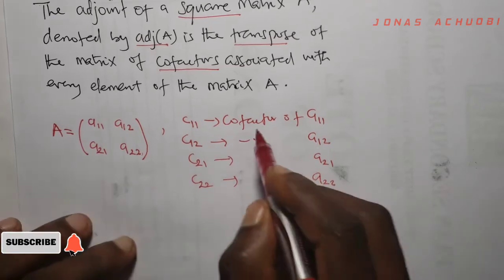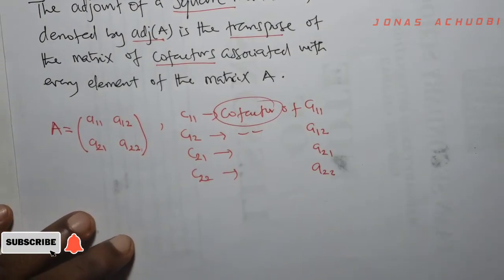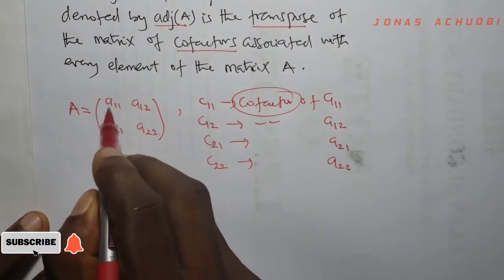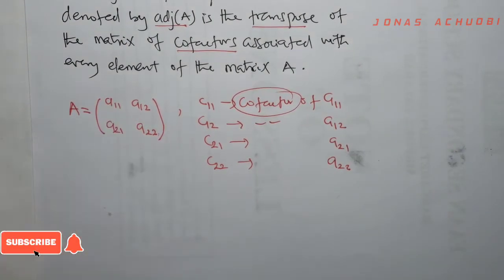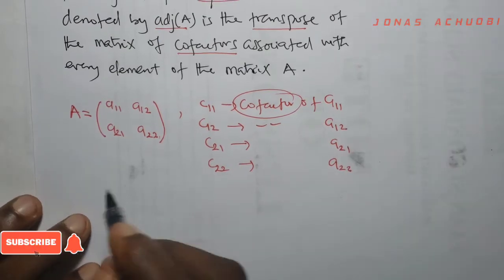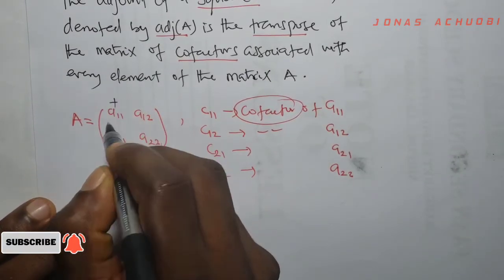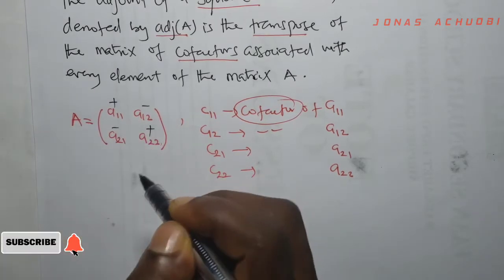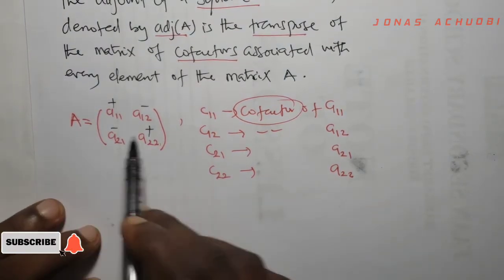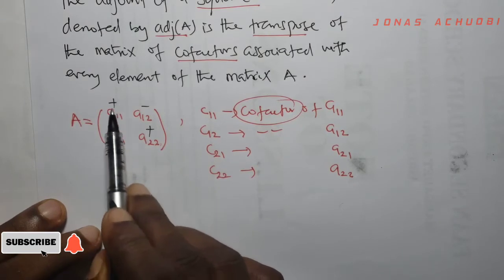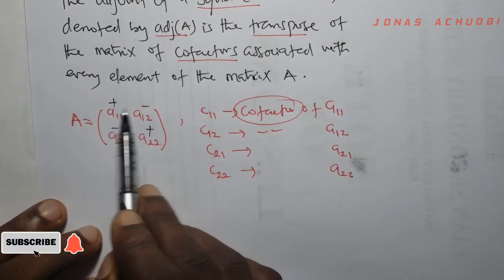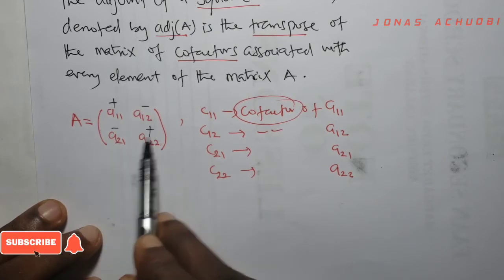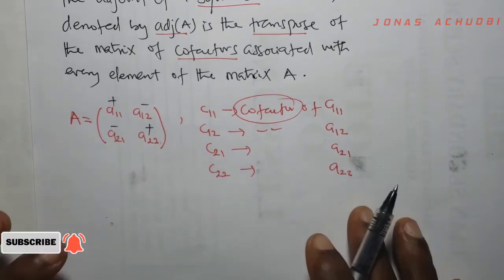Now the question is, what is a cofactor? The first thing you're going to do is put your signs: plus, minus, minus, and plus. Just ensure that the same signs do not stay next to each other. So if here is plus, here is minus, plus, minus, minus, plus, just like that. This will save you some time.